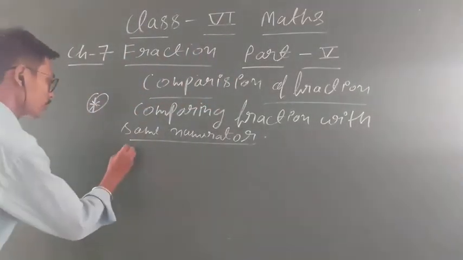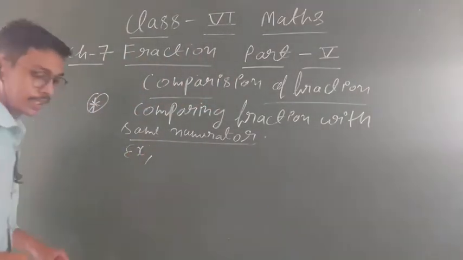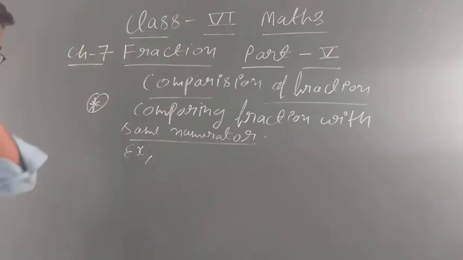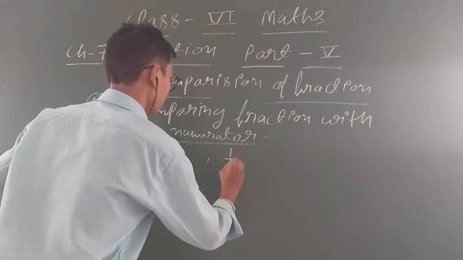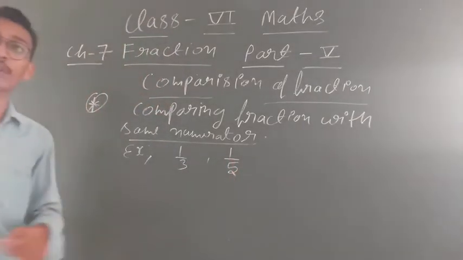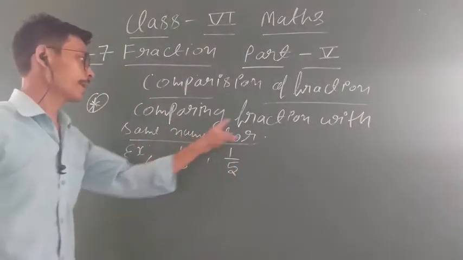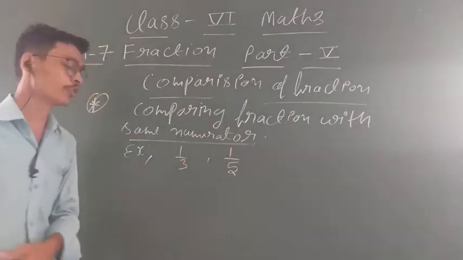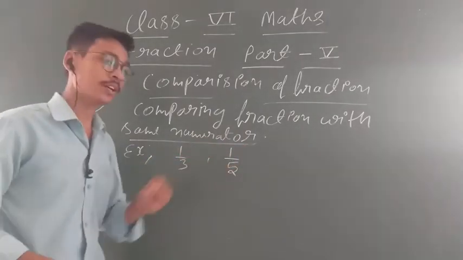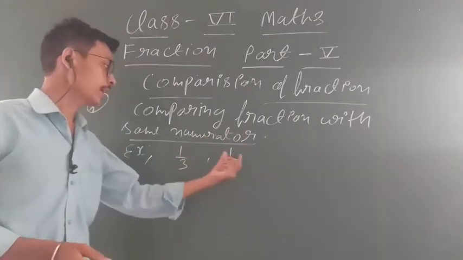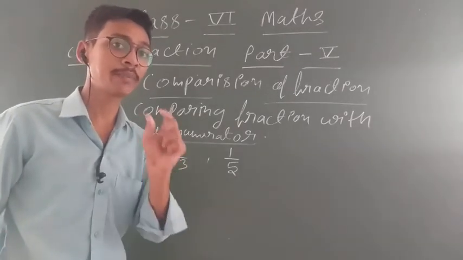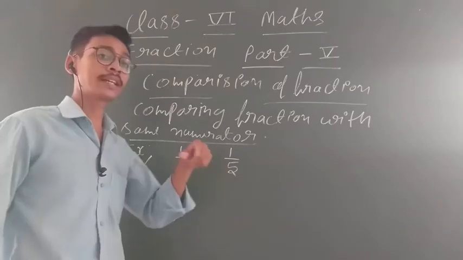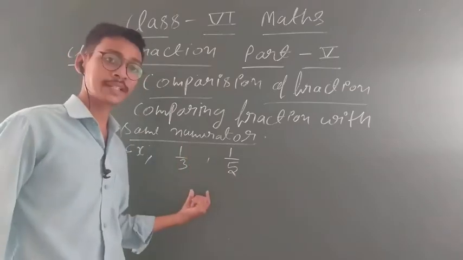So again I am going to take one example. Like, it is given 1/3 and 1/5. Okay student, now see, here is comparison of fractions with the same numerator. The numerator is 1 and 1. Now previously we discussed that the fraction having the greater numerator will be greater. But in this there is the opposite.